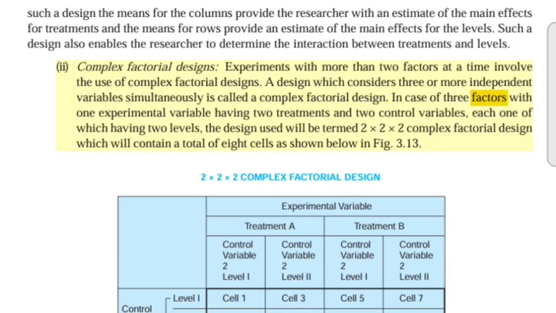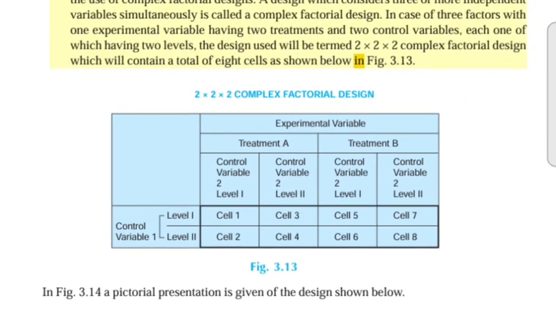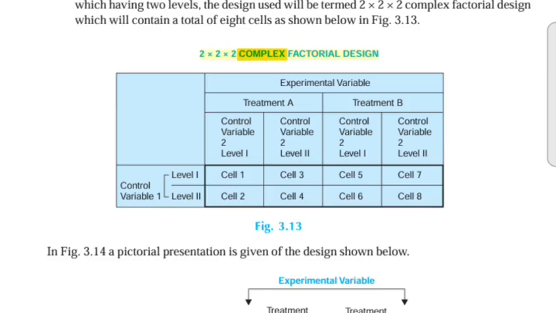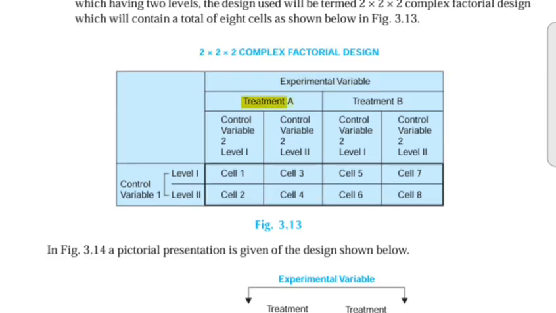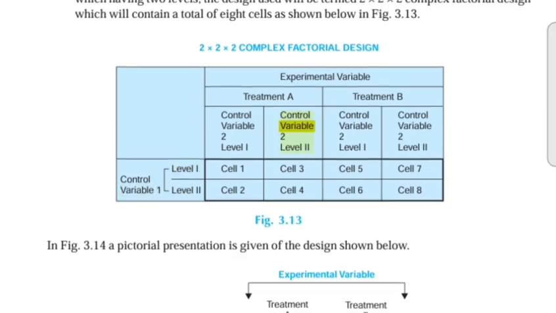In case of 3 factors with one experimental variable having 2 treatments and 2 control variables, each one of which having 2 levels, the design used will be termed 2x2x2 complex factorial design, which will contain a total of 8 cells as shown below in Fig. 3.13. 2x2x2 complex factorial design, experimental variable treatment A, control variable 2 level 1, control variable 1, control variable 2, level 2, cell 1, cell 3.